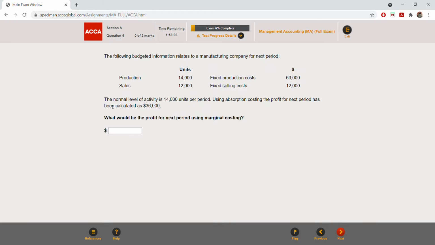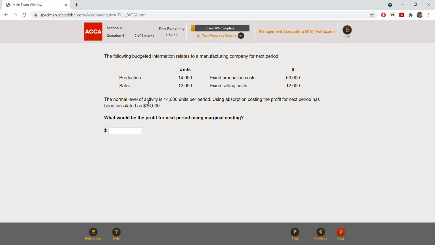Next, the following budgeted information relates to a manufacturing company for the next period. You have to be thorough with variance, budgeting, marginal costing, absorption costing, the ABC costing, all those things, process, everything. Okay, so coming to the fourth, here you have to type. Here you don't have an option. So you have to do a working. Definitely you have to. So you have been given the production, the sales, the fixed production cost and selling cost.